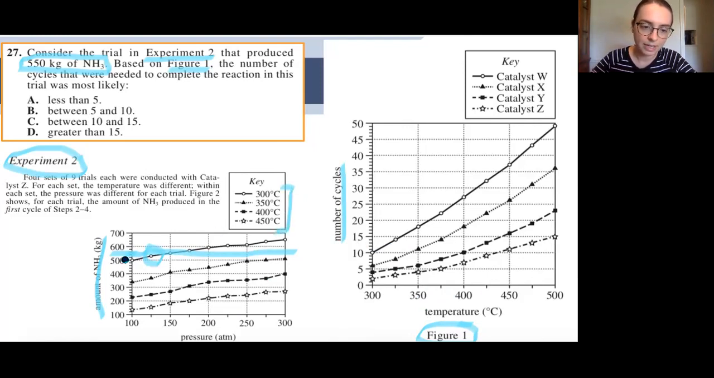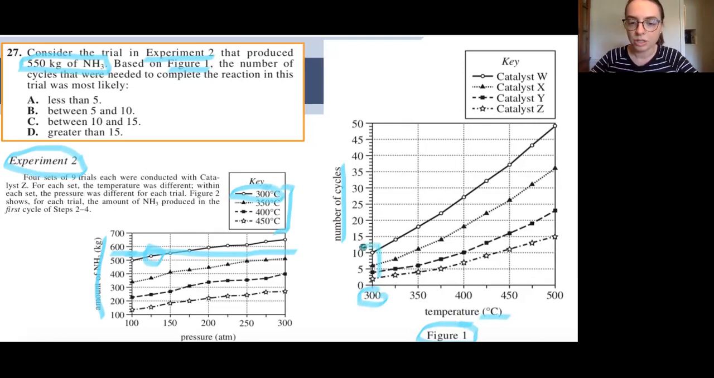So let's look back here. I know I'm at these 550 kilograms, which tells me the only trial that's important is this one, the white circle, which tells me we're at 300 degrees Celsius. Okay, 300 degrees Celsius. Is there anything about 300 Celsius on the other graph? Yes, there is. Here we've got temperature, 300 Celsius here. Okay, so my answer for number of cycles will be somewhere in one of these 4 dots.